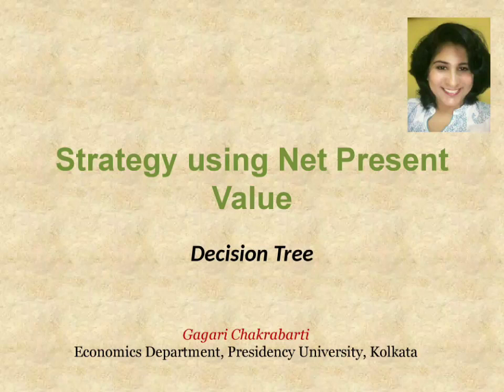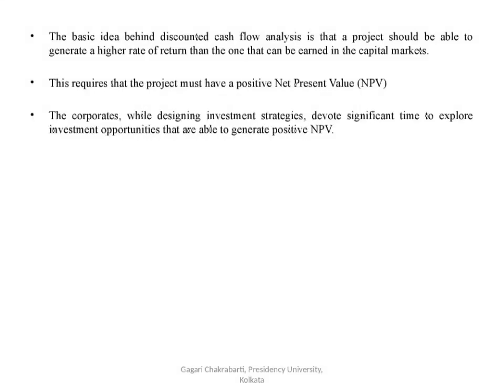Hello, everybody. The topic for today's discussion is strategy using net present value using a decision tree. The basic idea behind discounted cash flow analysis is that a project should generate a higher rate of return than the one that can be earned in the capital markets. So this requires that the project must have a positive net present value, or NPV.